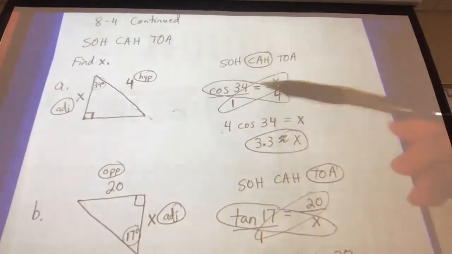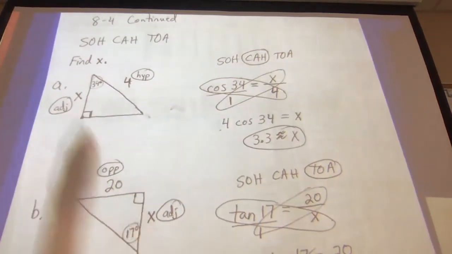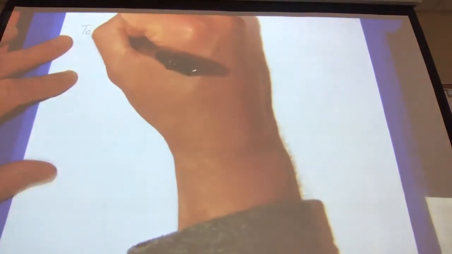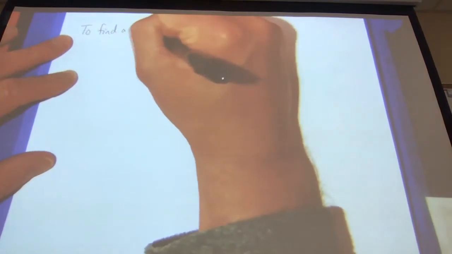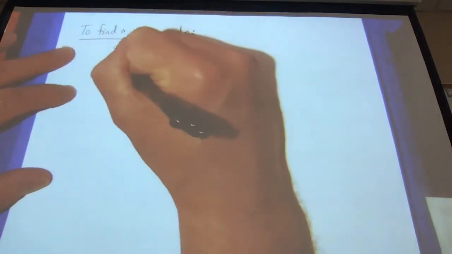Now, if you notice on here, we were using sine, cosine, or tangent to find missing sides. Both of these had missing sides. So this is going to be where we're going. If you want to find a missing side, we're going to use sine, cosine, or tangent.